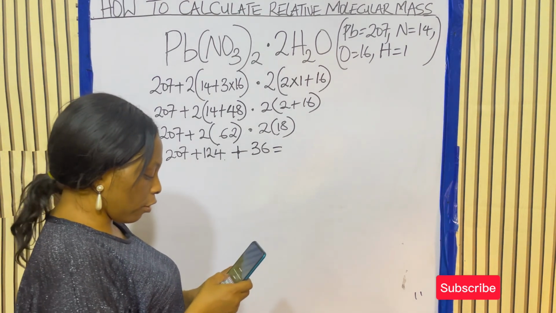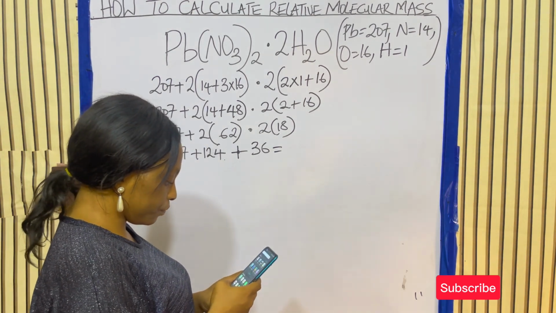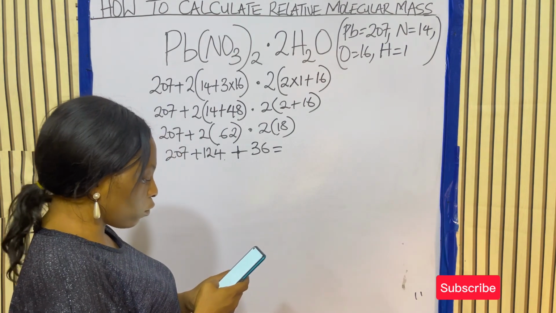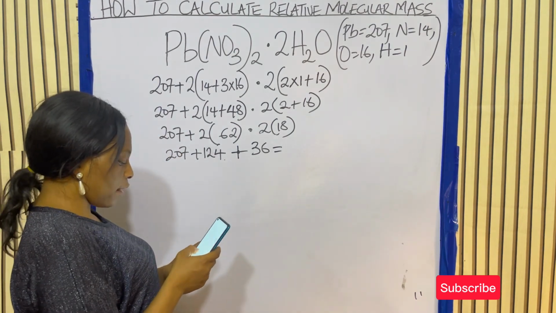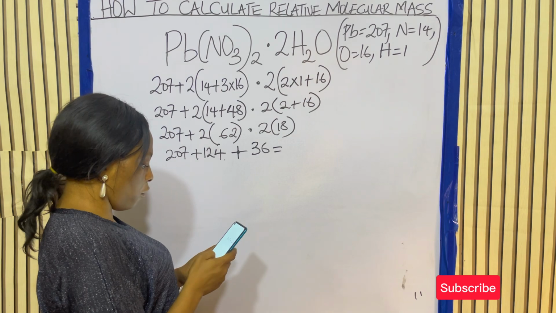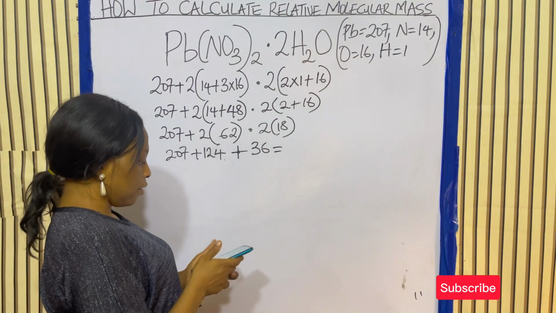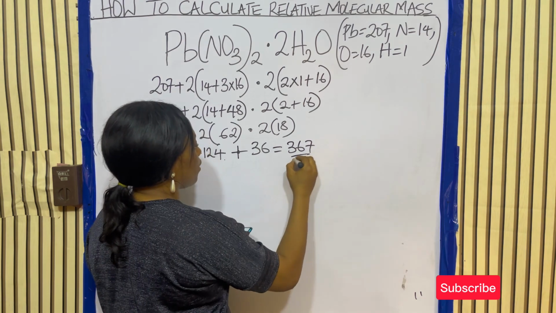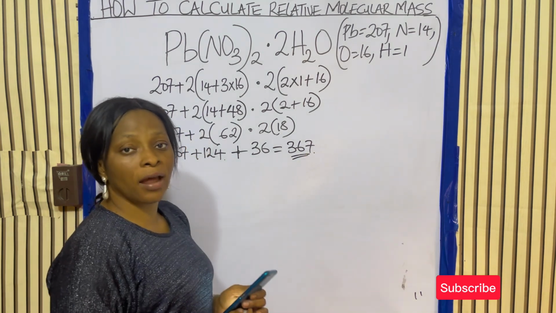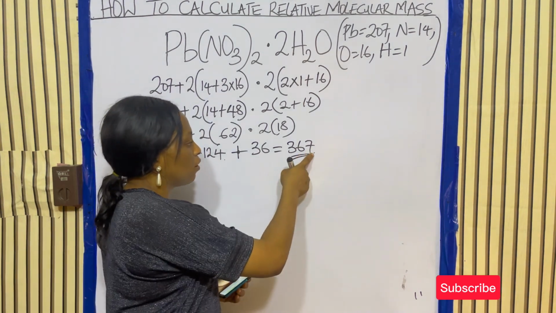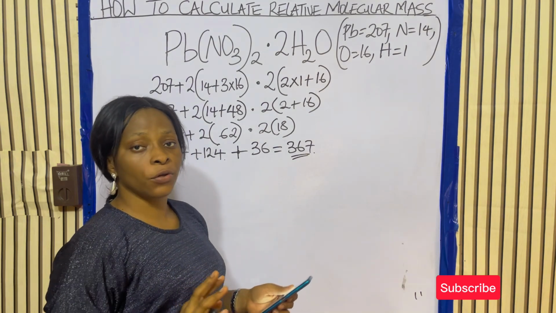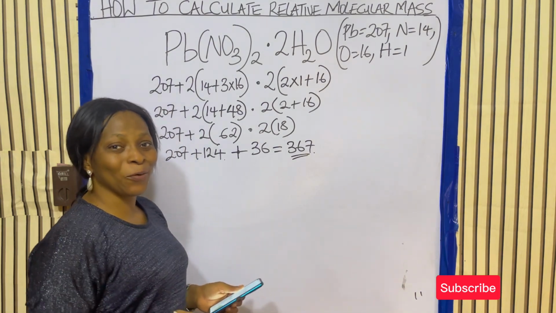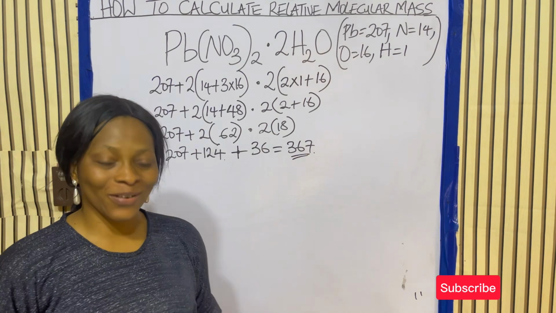We are going to add up everything with our calculator. And let's find out what our calculator says. 207 plus 124 plus 36. That is going to give us 367. Answer. Please, relative molecular mass has no units. So this is going to be without units. Isn't that simple? Let's solve another question.